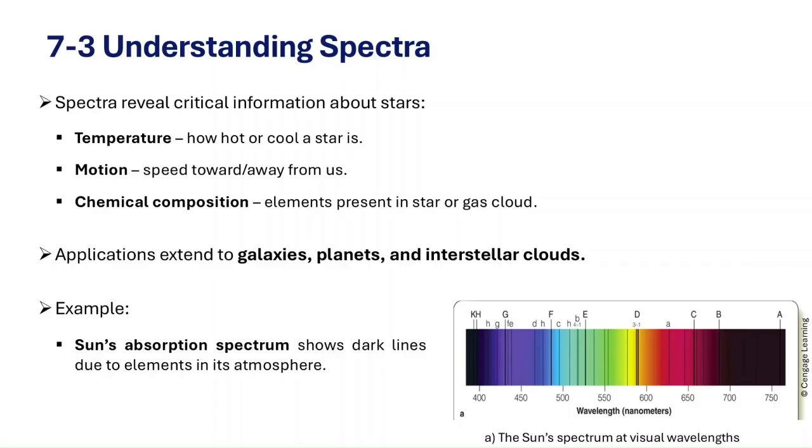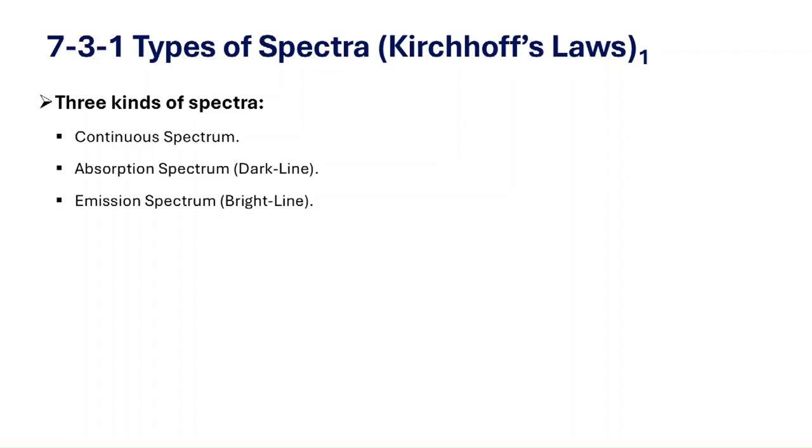Alright, now that we know what information spectra can give us, the next step is to understand the different types of spectra: continuous, absorption and emission, and the physical conditions that create them. Now before we dive into each type of spectrum, let me introduce you to Kirchhoff's laws of spectroscopy. These laws explain why we see three different kinds of spectra: continuous, absorption and emission.